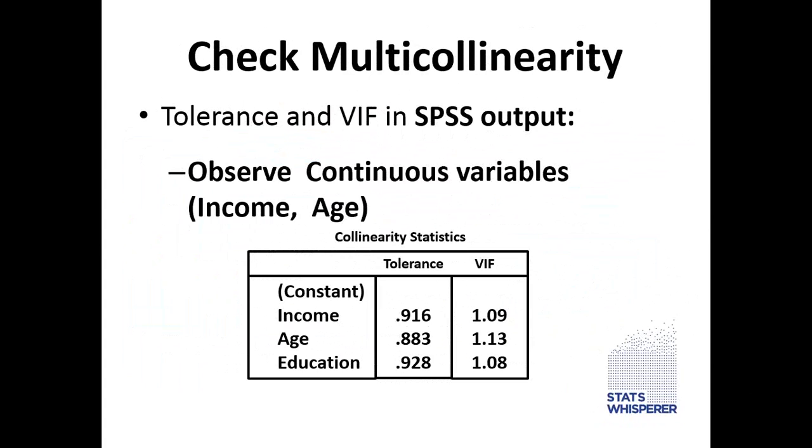So here we go. We have our tolerance and VIF in the output. Please note, under the collinearity statistics, the tolerance is way above 0.20, right? It's 0.916 for income, 0.883 for age, and then education, 0.928, and the VIFs are all around 1. That makes it appear to us that there's not a problematic level of multicollinearity within our regression model, right? This is how we tell if we have true findings or findings based on the violation of test assumptions. So we're looking okay for multicollinearity.